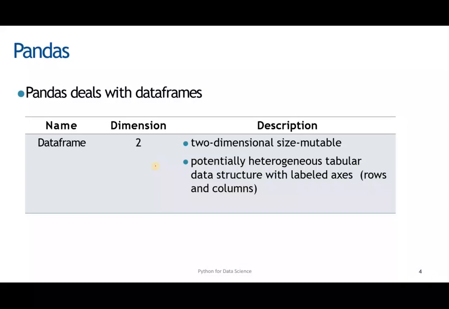By labeled axes, we mean that each and every row and column will be labeled. Row labeling is the index for each row, starting from 0 to n-1, and the labels for columns are the names of each variable. Those are called labeled axes. So the row labels are nothing but the row index and the column labels are nothing but the column names. This is the basic description of data frames.